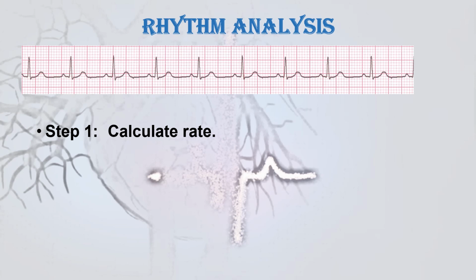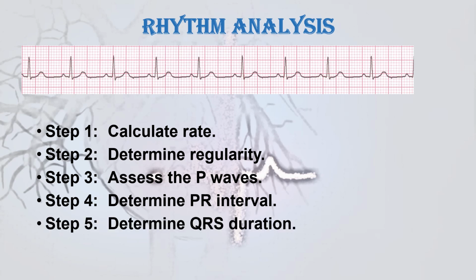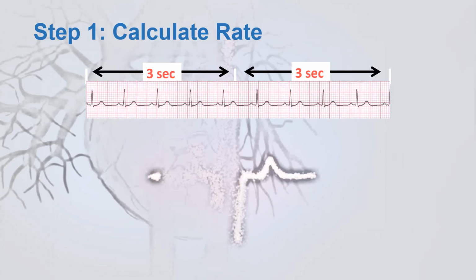That will be the approximate heart rate of the person. Then rhythm analysis. How could we analyze the rhythm? Step 1, calculate the rate. Step 2, determine the regularity. When we get an ECG paper, what are the things we are supposed to see? First, calculate the heart rate. Second, determine the regularity of the rhythm. Third, assess the P wave. Fourth, determine the PR interval. And step 5, determine the QRS complex. So let us see how to calculate heart rate.